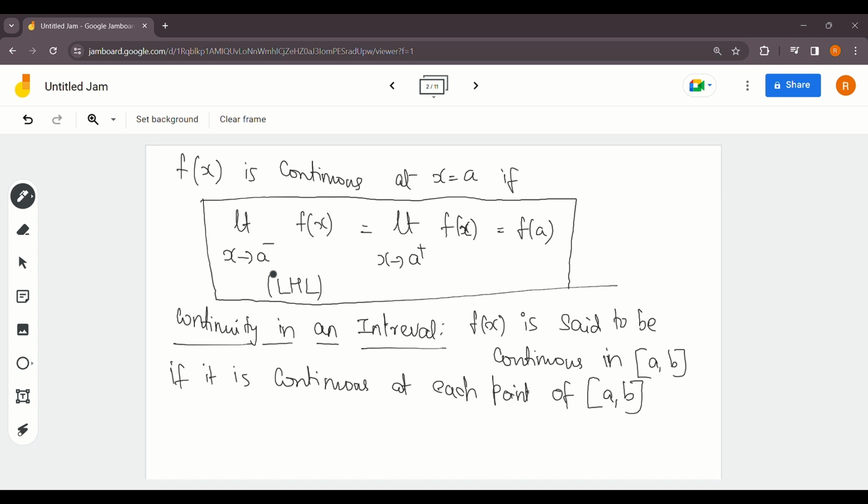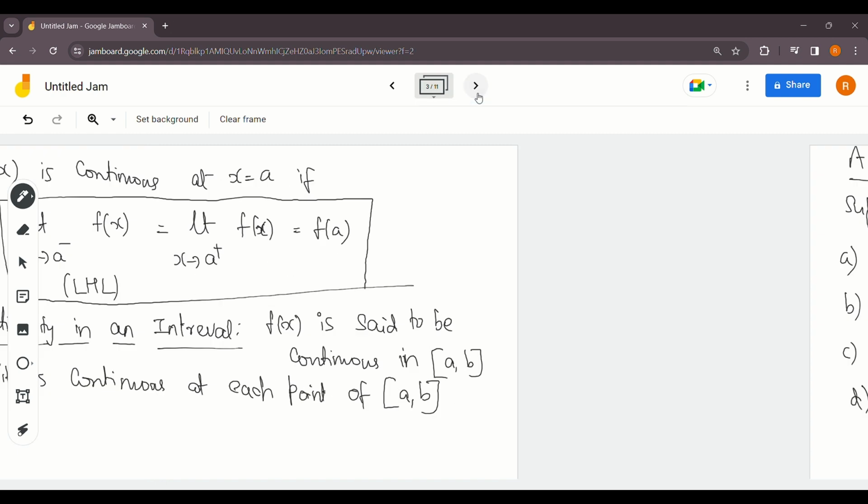Closed interval means a is also included, b is also included, and the in-between values of a and b are also included. If it is an open interval, then only the in-between values of a and b are to be included. So now continuity in an interval: f of x is said to be continuous in closed interval a comma b if it is continuous at each point of a comma b in the closed interval. So it is very simple.